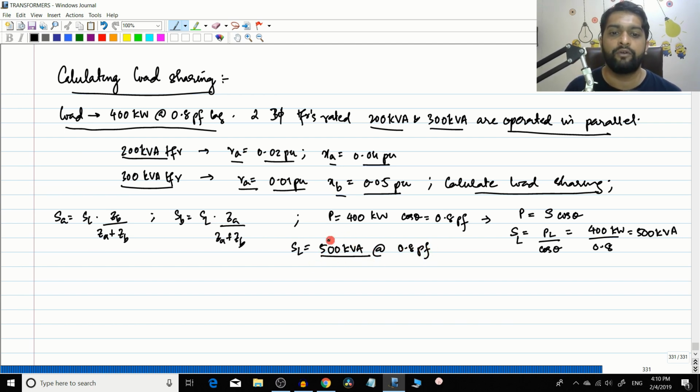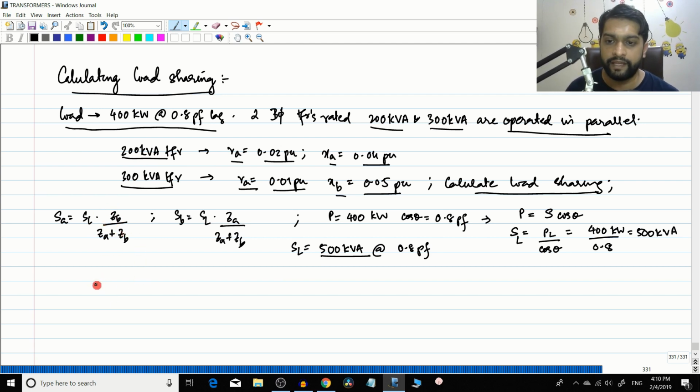So we have to find out of this 500 how much will be given by 300 and how much will be given by 200. Naturally we know the higher kVA rating transformer will give higher contribution and the lower kVA transformer will give lower contribution. That we have already seen in the desirable conditions, right? So let us now do the calculation to find the new per unit value of ZA and ZB.